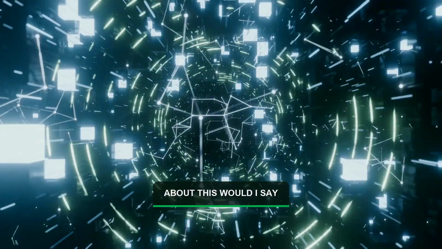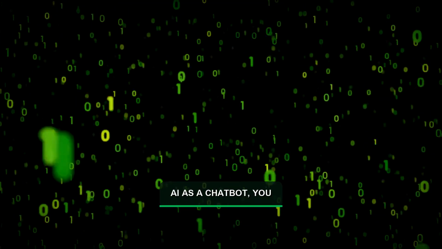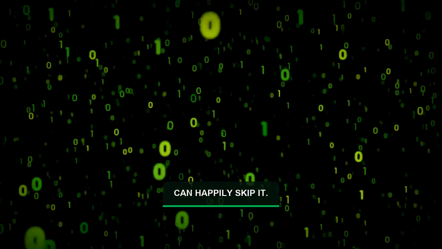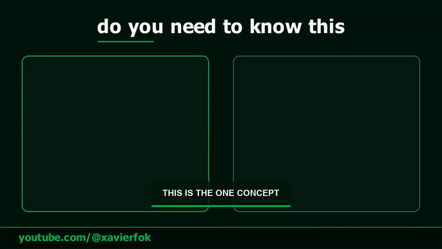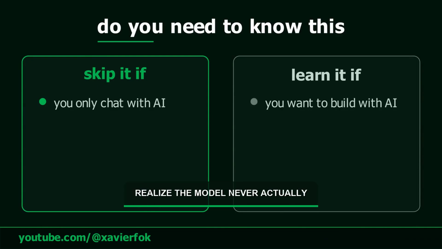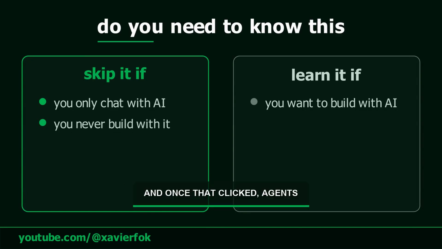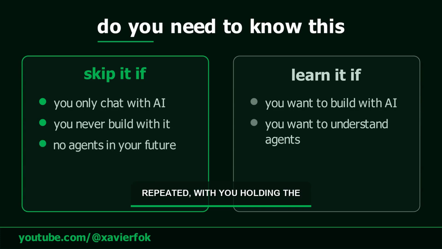So should you care about this? Would I say everyone needs to know this? If you only ever use AI as a chatbot, you can happily skip it. But if you want to build anything with AI, or even just understand what these tools are really doing when they act on your behalf, this is the one concept that unlocks the rest. It took me embarrassingly long to realize the model never actually does anything. It only ever asks. And once that clicked, agents and tools and all the rest stopped being intimidating. They are just this loop, repeated, with you holding the keys the whole time.